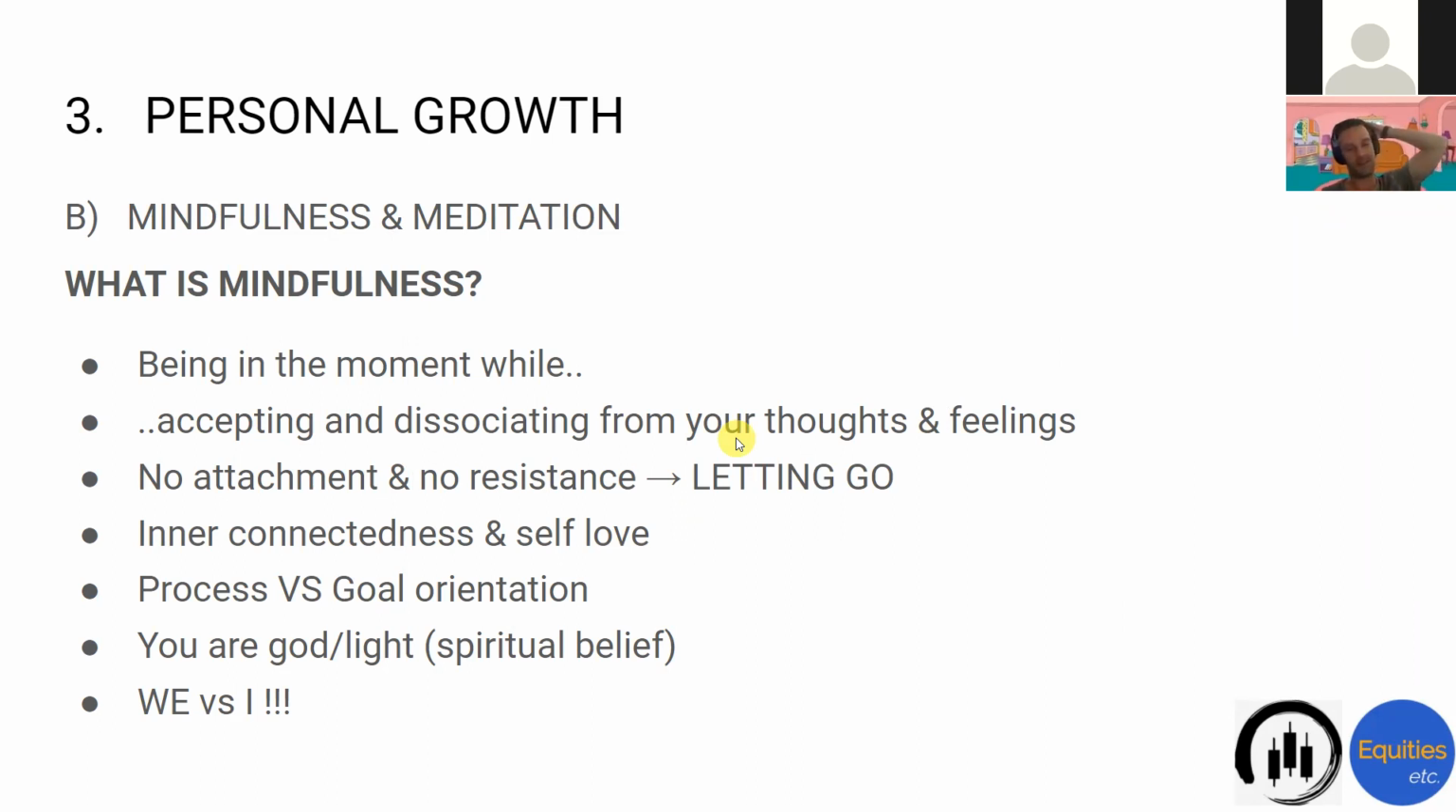Just as a definition of what mindfulness actually is, I collected these from all the books that I've been reading, basically the main messages. It's being in the moment while accepting and dissociating from your thoughts and feelings. Can you understand this properly, Ray? Do you understand what this means? The definition I just said, being in the moment while accepting and dissociating from your thoughts and feelings. Yeah.